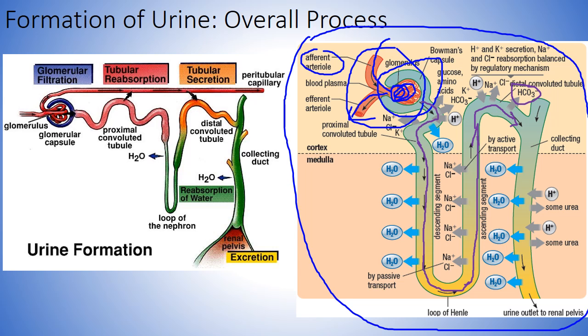As this filtrate becomes more concentrated, because of the reabsorption that's occurring in the loop of Henle, it will collect in the collecting duct. Again, we see more water being reabsorbed here. As it concentrates, it will travel down the collecting duct and into the renal pelvis, which will end up in the calyx, into the ureter, and then finally into the urinary bladder.